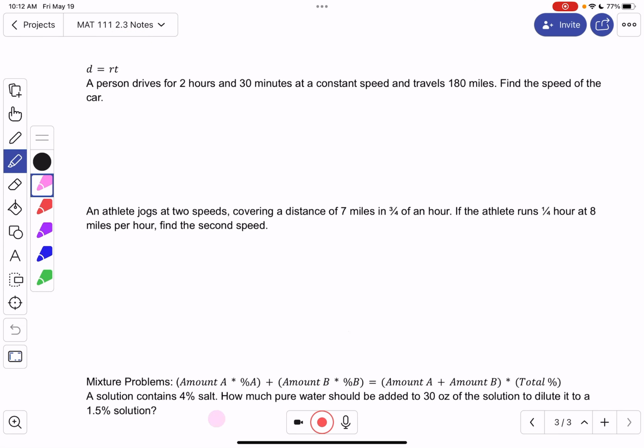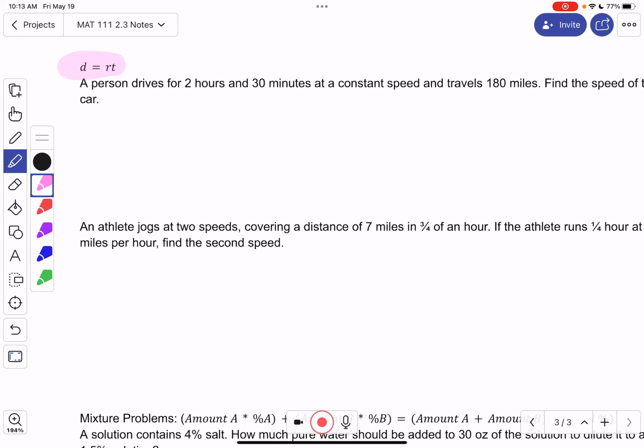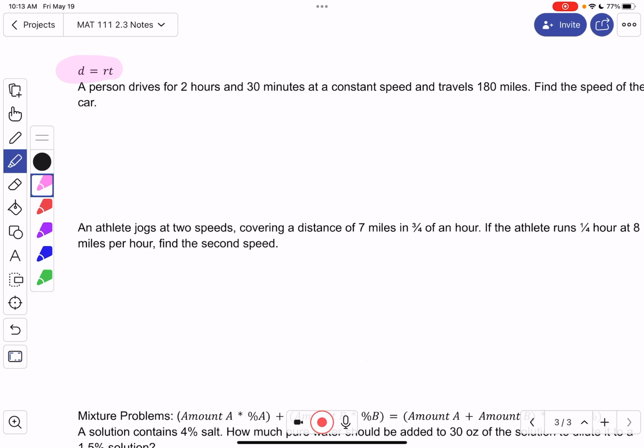Another word problem you're going to see are distance word problems. Distance equals rate times time. Sometimes you'll hear me refer to this as the DIRT equation because it looks kind of like the word dirt. And it's just saying if I multiply the speed I'm going by the time I'm going that speed, I get the distance. So a person drives for 2 hours and 30 minutes.